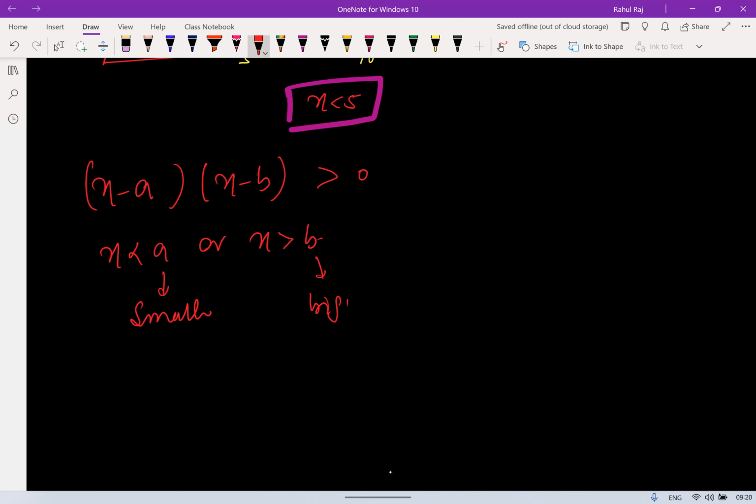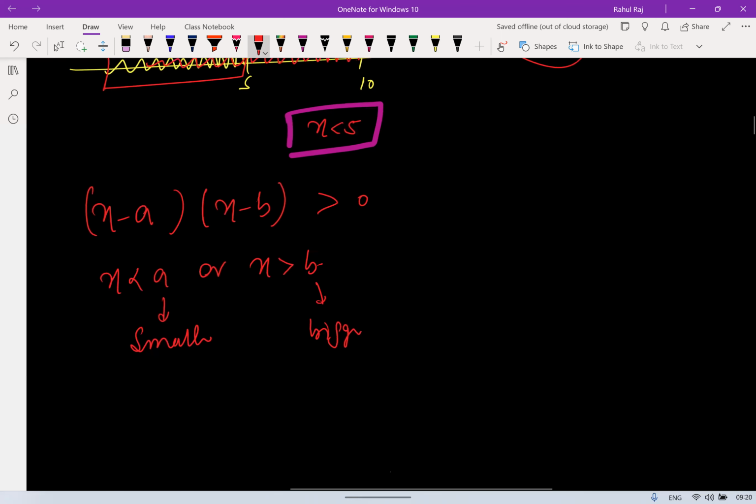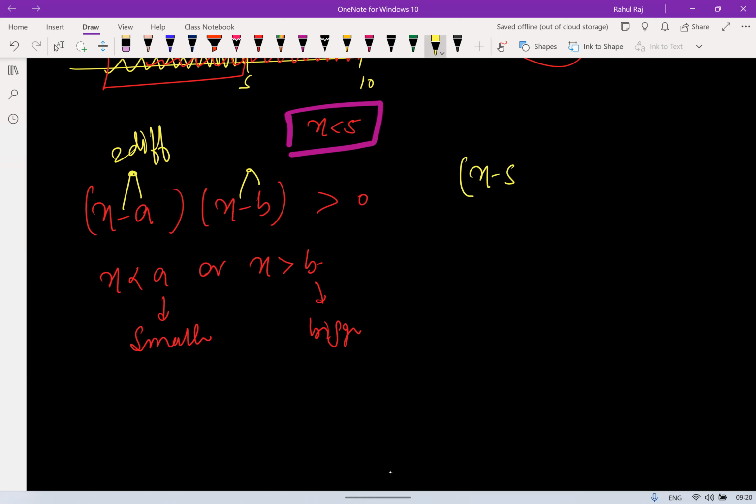And what do I mean by saying that a is smaller and b is a bigger one? Please understand, this should be the structure of the equation: x minus a, and x minus b. Minus and a are two different elements, and minus and b are two different elements. So what did I do here? I just took (x minus 5) into (x minus 10). Now it is in the form of (x minus a) into (x minus b).